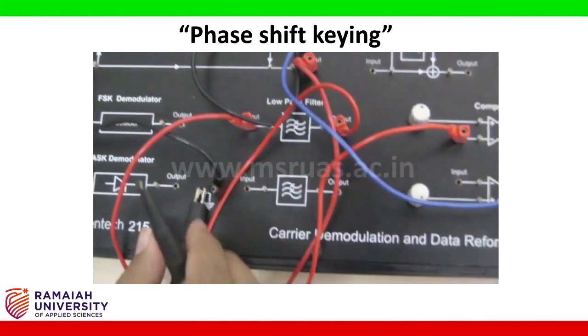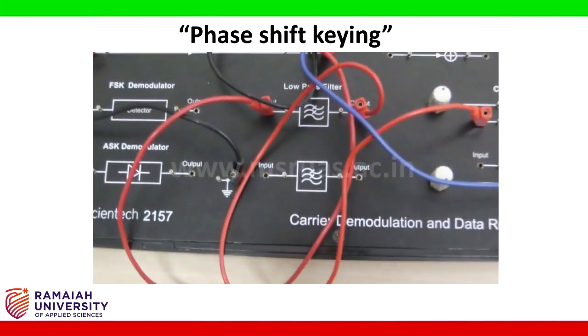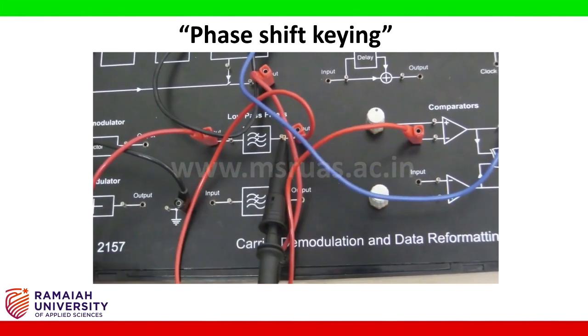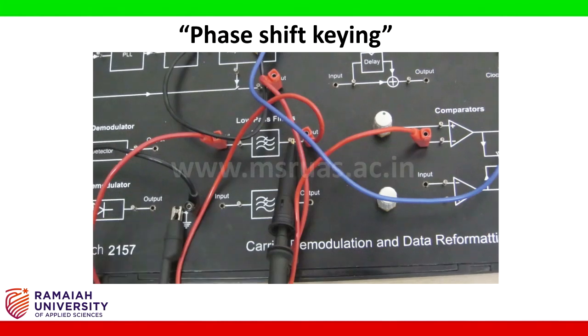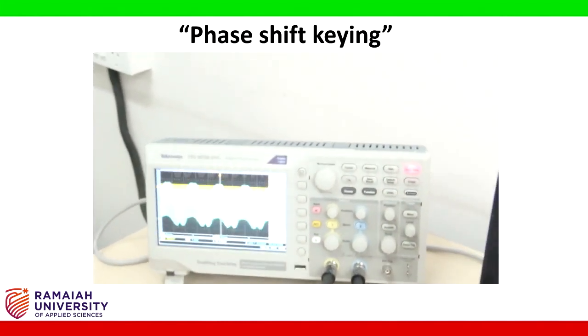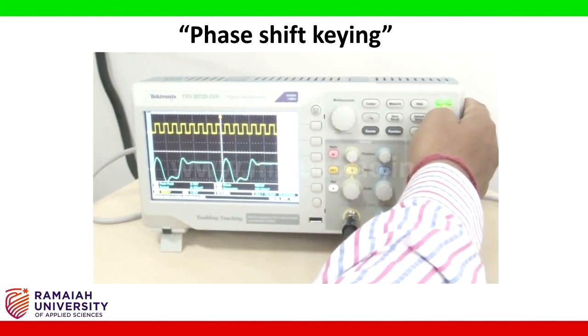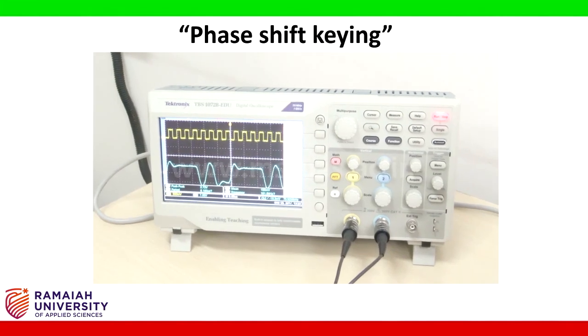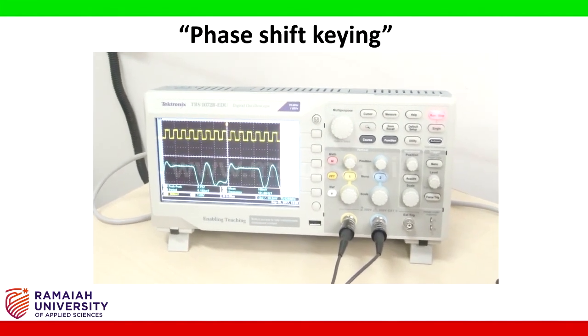Now I am moving the channel 2 probe from the output of the PLL to the output of the low pass filter and observing the waveform. Again press the auto set button and run and stop. Now you can see the output of the low pass filter.